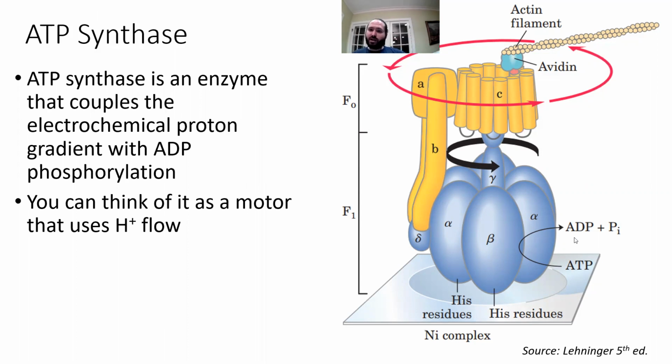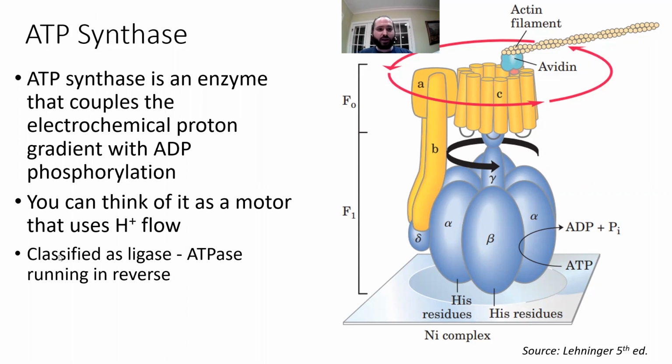We have ADP and phosphate. This arrow should be going the opposite direction. It's technically classified as a ligase. We can think of it as an ATPase running in reverse. And again, don't worry about the subunits here. Don't worry about avidin or actin filaments or histidine or nickel. Any questions?